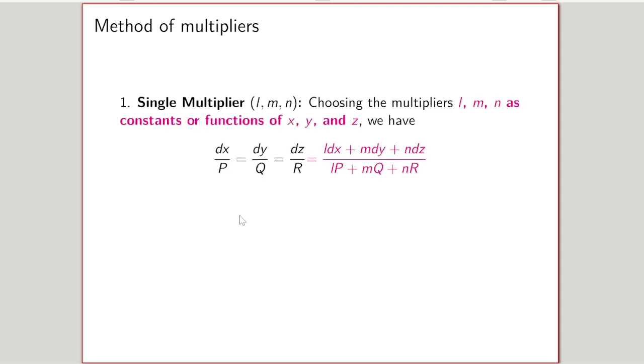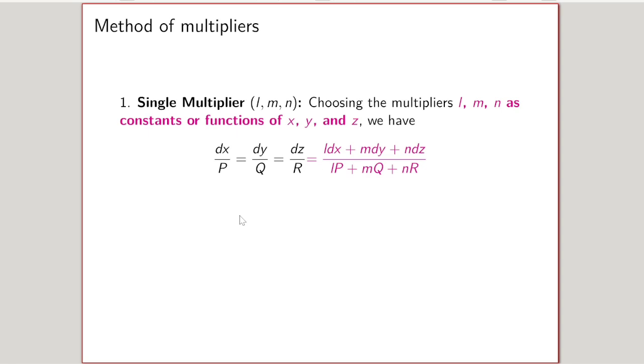Here there are two types of multipliers. One is single multiplier and the next one is double multiplier. In single multiplier, we are choosing some constants corresponding to all subsidiary equations. That is, there are three equating parts, so we are taking three multipliers L, M, N. These L, M, N can be any constant values or some functions of x, y, z.